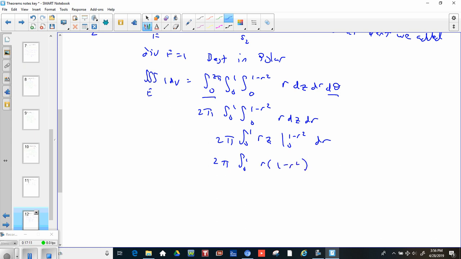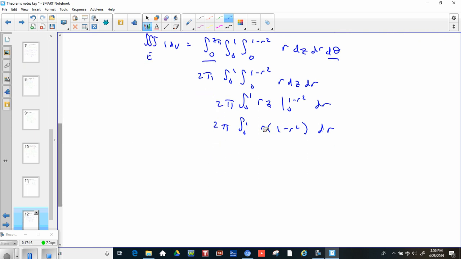Plugging in 0 gives us nothing. Save one step here. Distributing the r is going to give me r here. So the antiderivative of that's 1/2 r squared. Distributing the r here is r cubed, so it's minus 1/4 r to the 4th from 0 to 1. 2 pi. So plugging in the 1 is 1/2 minus 1/4. Plugging in 0 is nothing. 1/2 minus 1/4 is 1/4. So I get 2 pi times 1/4, or pi halves.